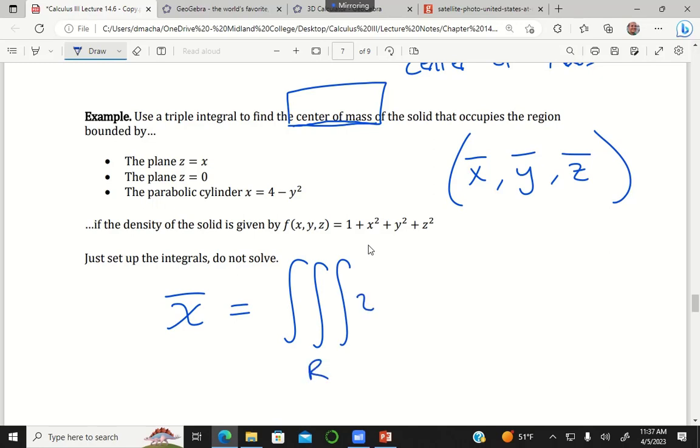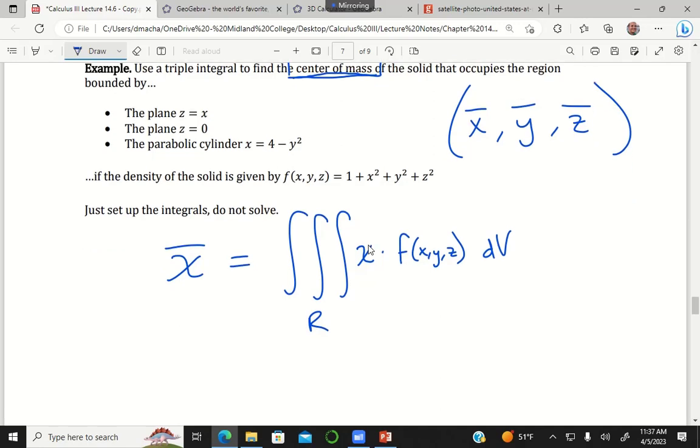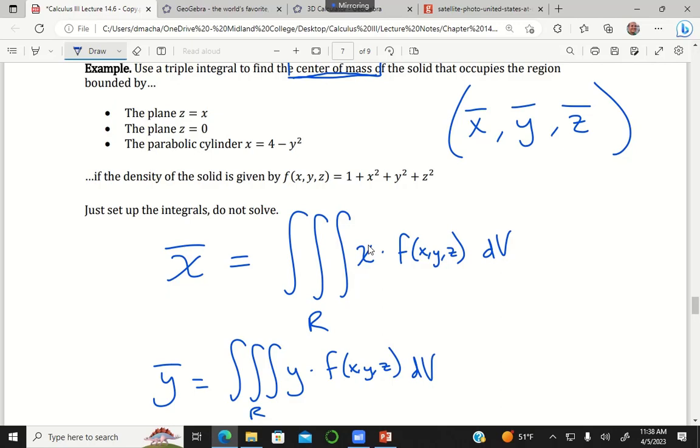Of x times... and then of course y bar is going to be the triple integral over your region of y times your function. And then the z bar is going to be the triple integral with a z times your density function. Okay.